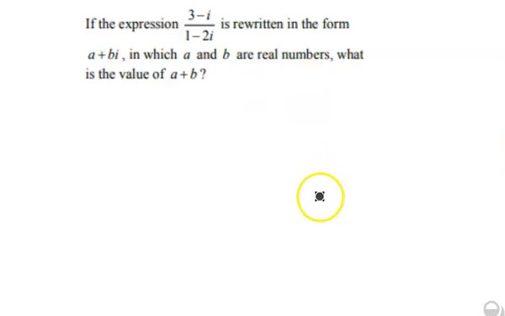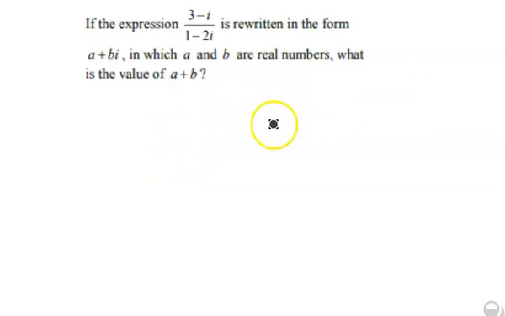Alright, people. If the expression (3 minus i) all over (1 minus 2i) is rewritten in the form of a plus bi, in which a and b are real numbers, what is the value of a plus b? Now, this is a student response question, and I told you that student response questions have higher marks. See, in SAT, all the questions do not have equal marks. So how do we tackle this?